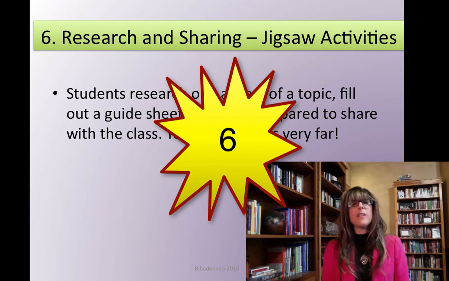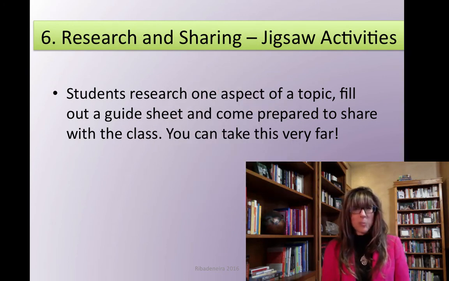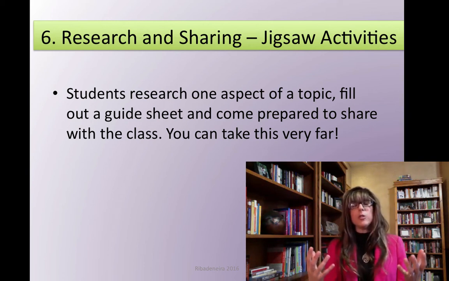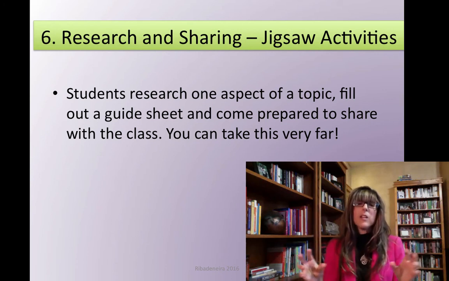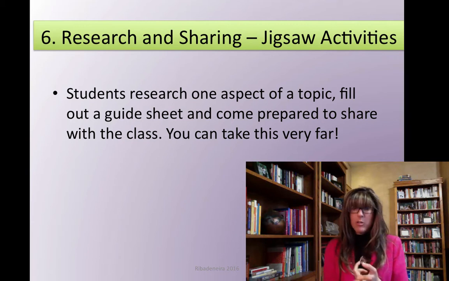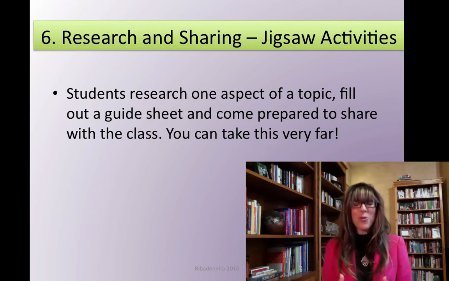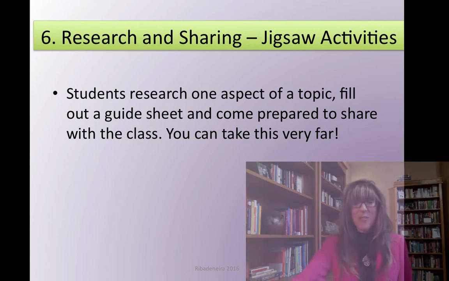So number 6, the activity number 6, a project that I had them do, or you could do and adapt to any type of topic, is sort of a research and sharing type project with jigsaw activities. So you figure out the topic, and then each student researches one aspect of the topic. And then they fill in a guide sheet. Guide sheets are very important because they help with scaffolding. And then they come prepared to share with the class. And you can take this so far. And let me show you how that works.